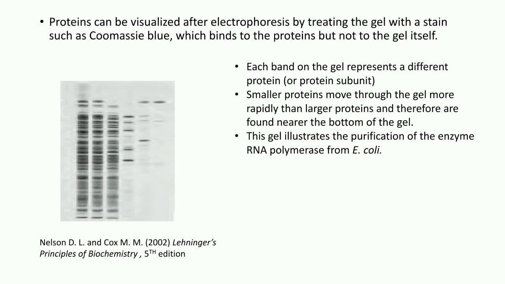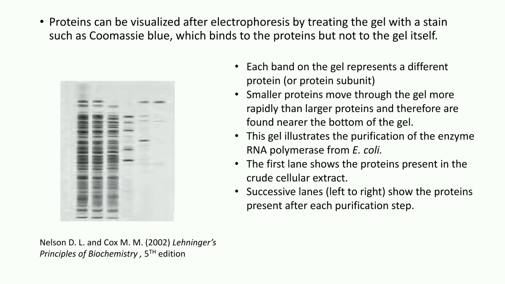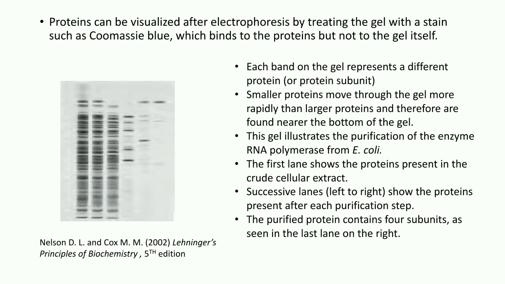This gel is mainly an illustration of purification of enzymes of E. coli, and we are mainly trying to isolate the RNA polymerase. The first lane shows a large number of proteins present in the cell lysate or the crude extract, whereas as you move from left to right, the successive lanes show the proteins present after each purification step. As you can see in the last lane, the purified protein contains only 4 subunits.